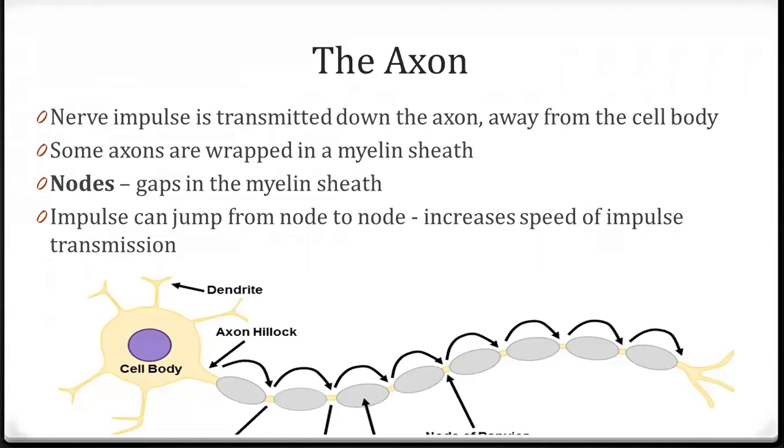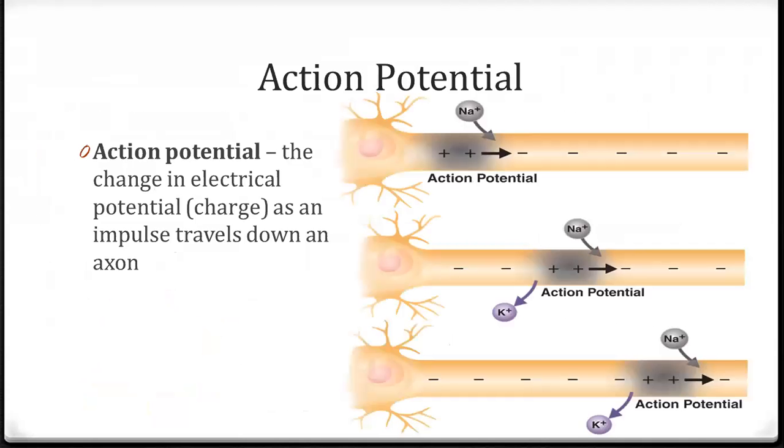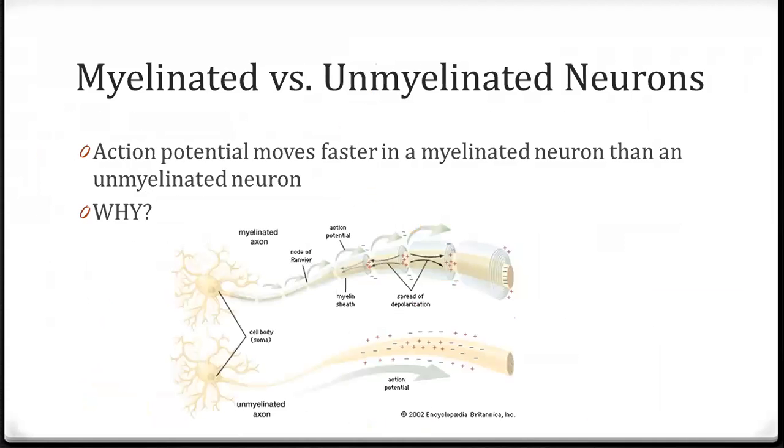Okay, so the nerve impulse is transported down the axon away from the cell body. Some axons are wrapped in what's called a myelin sheath, this right here. And then the gaps are called nodes. So the impulse basically keeps jumping all the way down. So it jumps from node to node, which increases the speed of the impulse transmission. An action potential is when you have a change in electrical charge as the impulse moves down the axon.